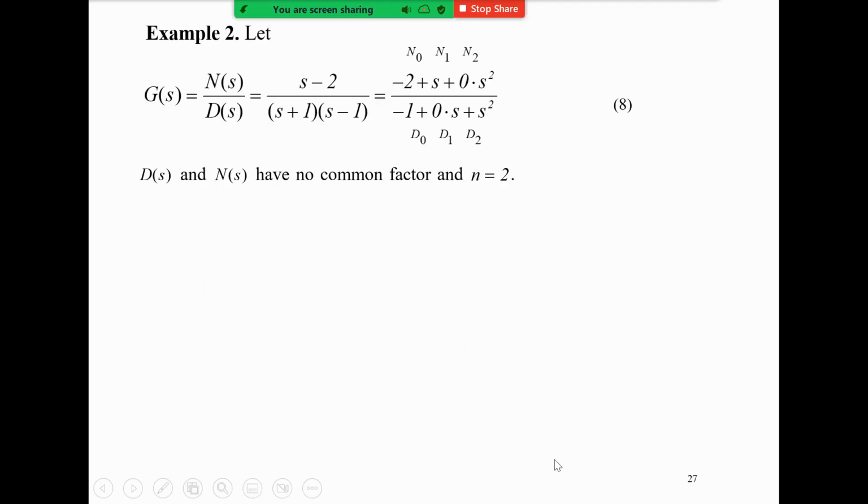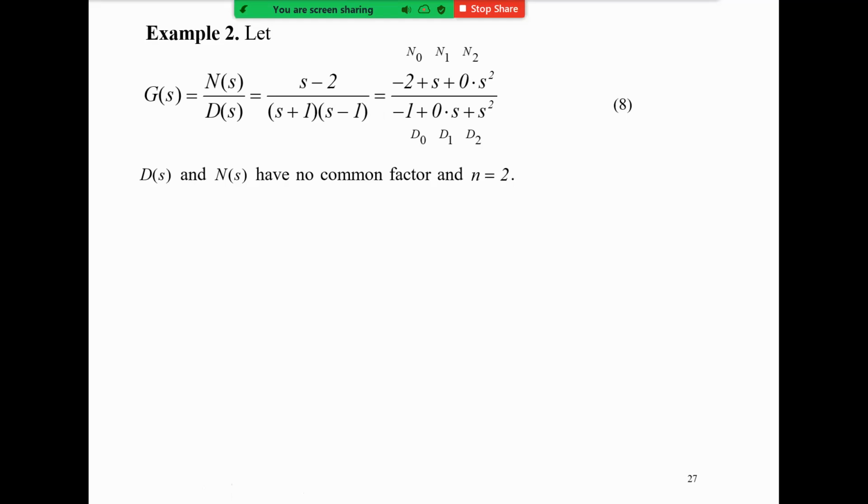Now let's look at the second example. Here the transfer function is given. Of course, we know that this transfer function is proper. Is this transfer function strictly proper?